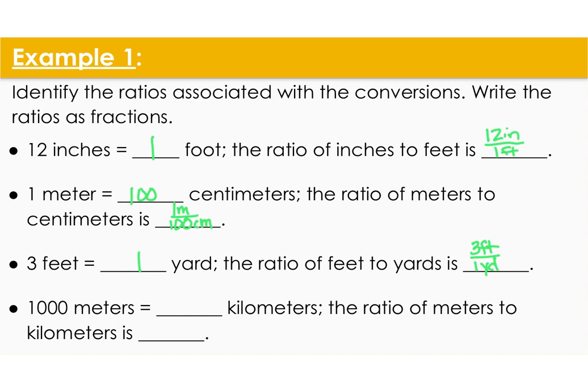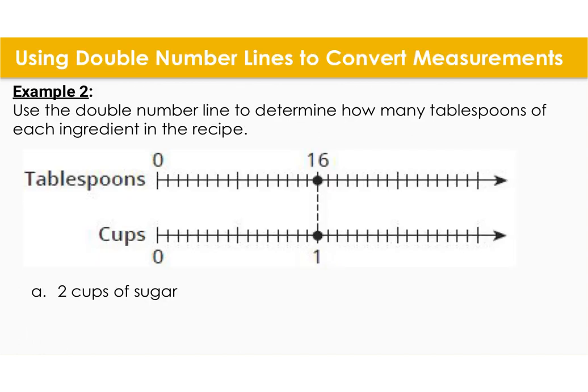And 1,000 meters equals 1 kilometer. The ratios of meters to kilometers would be 1,000 meters to 1 kilometer. We're going to use a double number line to convert measurements. This is just a ratio, just like percents were.